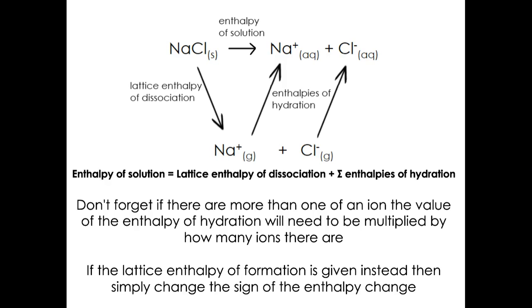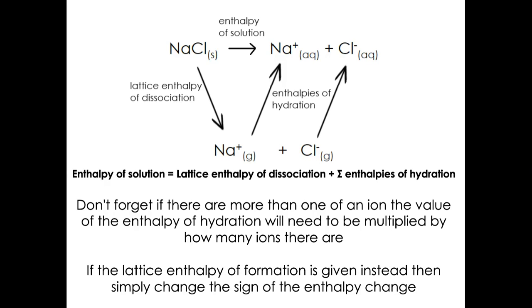So the equation's written down there. NaCl as a solid breaks apart to give Na+ aqueous plus Cl- aqueous. As I said on the previous slide, this is a two-step process. You're breaking it apart into its gaseous ions, and we've seen when we did Born-Haber cycles that that's the lattice enthalpy of dissociation. And then if you take those gaseous ions and surround them by water, they're the enthalpies of hydration. The enthalpy of hydration is for a specific ion, so you need two arrows there, one for the enthalpy of hydration of sodium, and one for the enthalpy of hydration of the chloride ion.